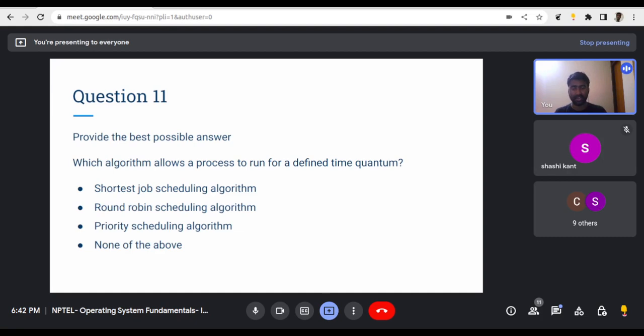So you might have studied one more scheduling algorithm, that is the first come first serve scheduling algorithm. We will have questions related to that next, but anyway, let's get back to this question. I am getting answers related to round robin scheduling algorithm. Anyone else would like to contribute?